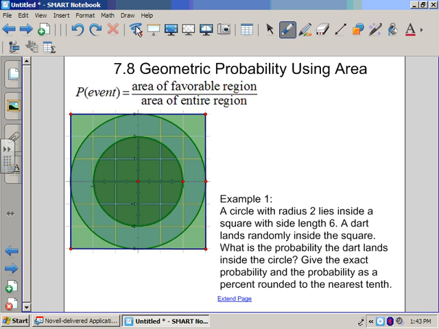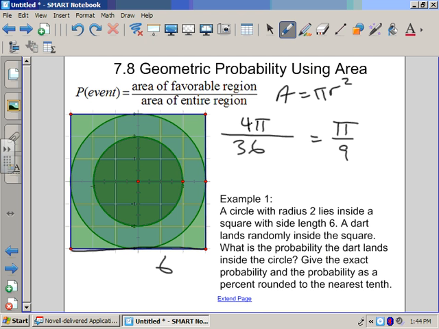What's the area of my favorable region? Well, that is the area of a circle with radius 2. The area of a circle is pi r squared, and in this particular case, r is 2. The area of a circle with radius 2 is 4 pi. What's the area of the square? Well, the area of a square is a side squared. 6 times 6 is going to be 36. And so the probability that I would pick a point inside the shaded circle is going to be 4 pi over 36, which I can simplify to pi over 9.